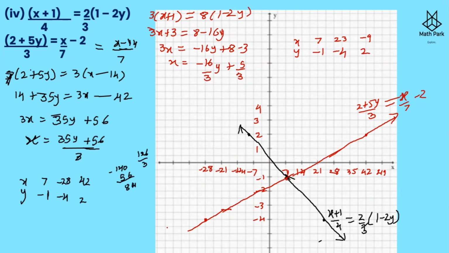So the graphical solution for this equation is x is equal to 7, y is equal to minus 1. You can also see here the common point. The common point over here is the solution for this question. Got it? So you're done with question number 2 here. 4 parts were there. Let us start with question number 3.